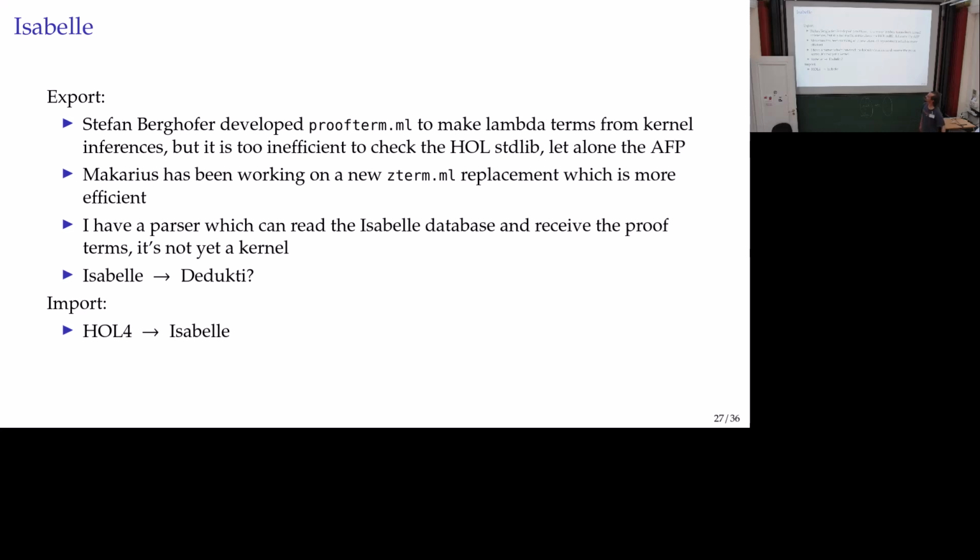Okay. So in Isabelle, for export, Stefan Berghofer wrote this proofterm.ML, which exports lambda terms from the kernel inferences. However, it is too inefficient to check the whole standard library, let alone the whole AFP. And Makarius has been showing me this zterm.ML thing, which promises to be more efficient. I tried to run it to export HOL, and I ran out of memory. So I'm still hoping that there's work in progress.